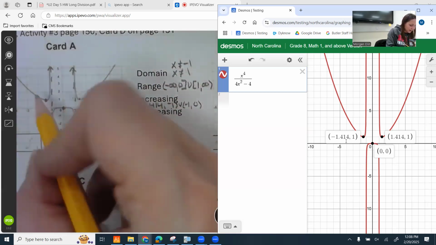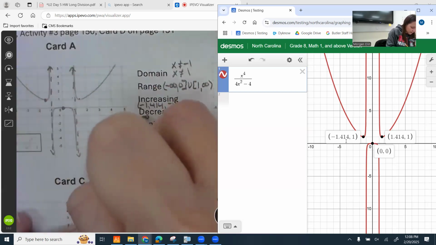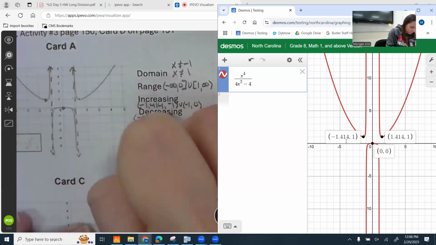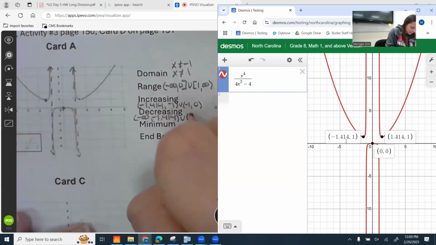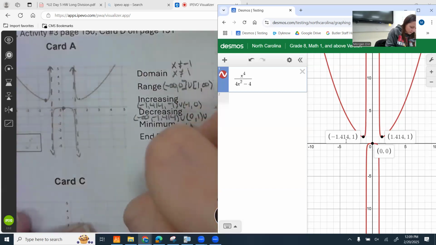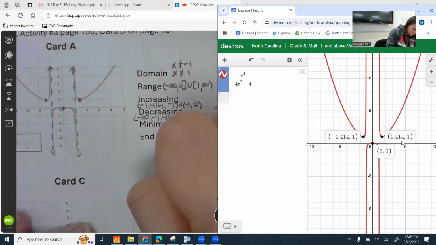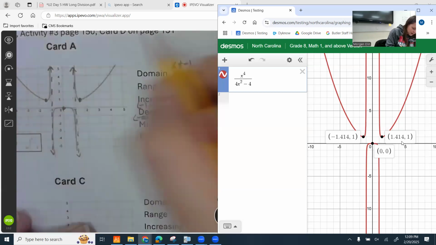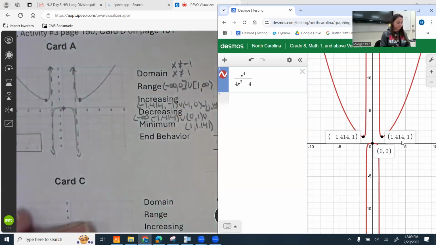All right, but then it decreases. It's decreasing from -infinity to this x value of -1.414, that minimum right there. All right. Then it's decreasing again from 0 to this value of 1. All right. And then it decreases from 1 to this minimum value right here of 1.141. All right. And then it increases again, 1.141 to infinity. Sorry, I'm going off into the other graph.